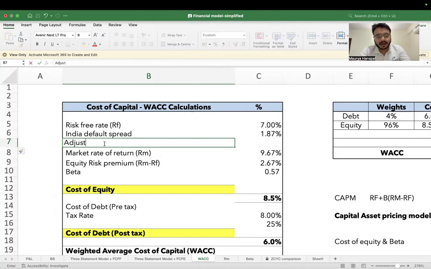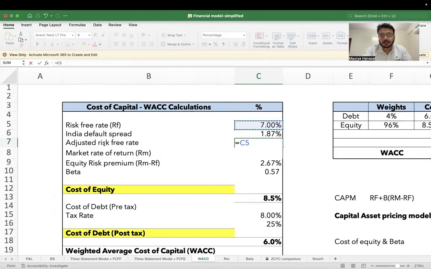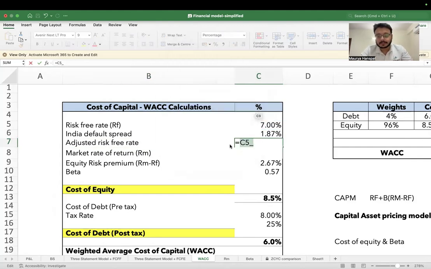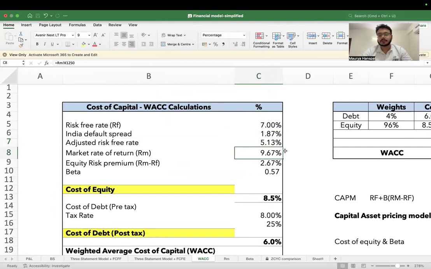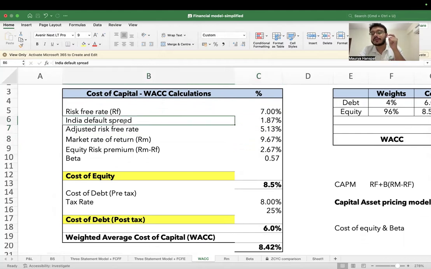Now, if I just take an adjusted risk-free rate, or the actual risk-free rate, or the closest risk-free rate, it is just 7% minus 1.87%. So 5.13% is my adjusted risk-free rate. And again, this number shall be used in the calculation of the cost of equity in the CAPM model. So one thing we got to know, the risk-free rate needs to be calculated and adjusted with the default spread always.